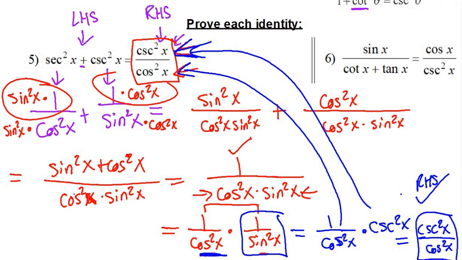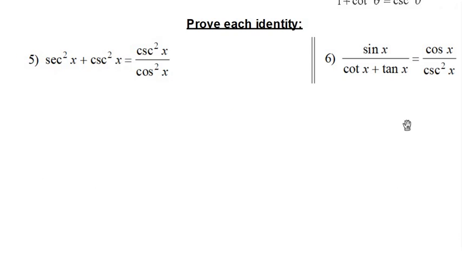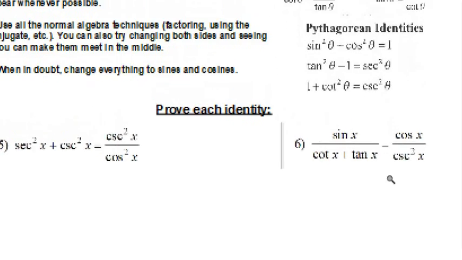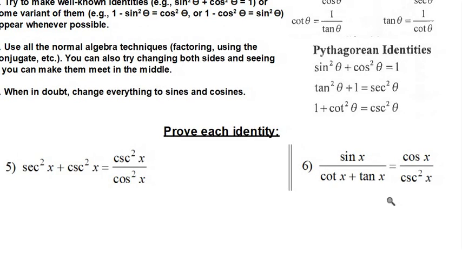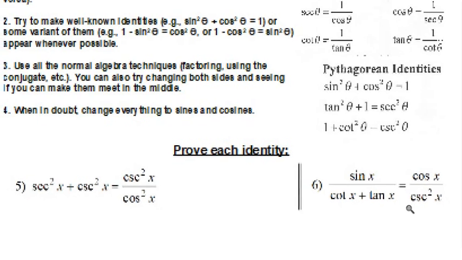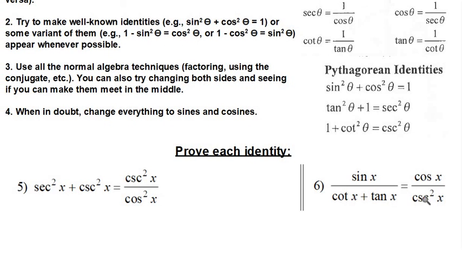Alright, number 6 is a similar type of thing. We have to start with the more complicated side. I would say definitely the left hand side is more complicated because you have multiple things in the denominator. Try to make well-known identities appear. There is no well-known identity that has only cotan and tan, so that's not really going to help us. Use the normal algebra techniques, factoring, using the conjugate, etc.